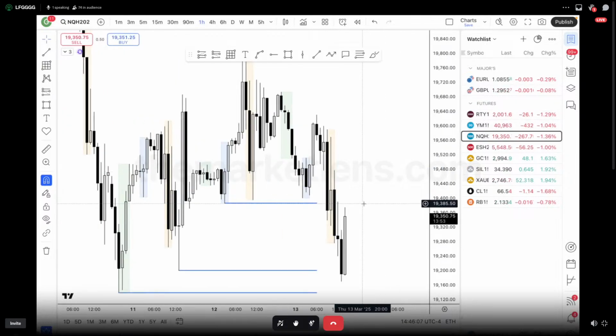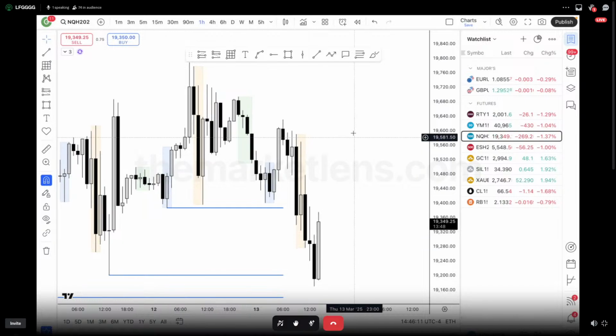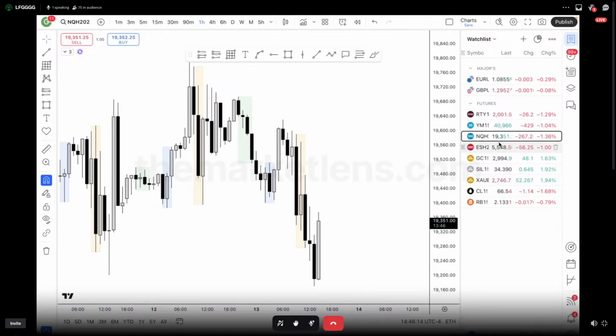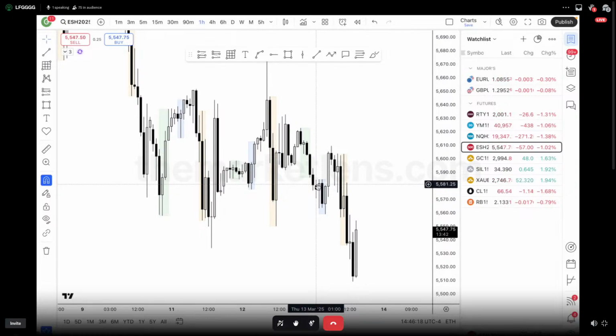If I go to NQ, all these lows and stuff, it's just so sus. You know what I'm saying? Not a fan of it. I was not even a fan of this price action in general. It's not good at all.